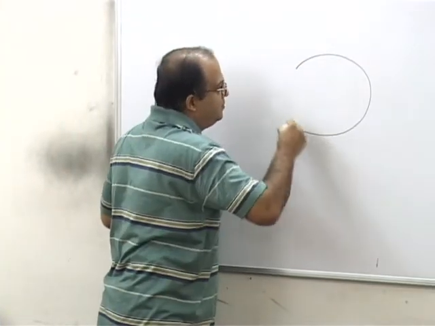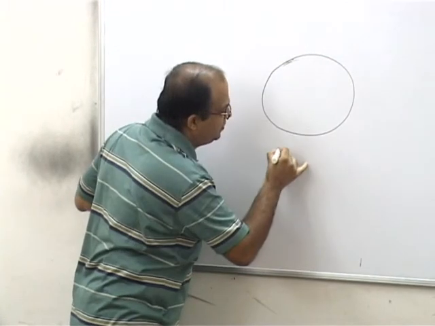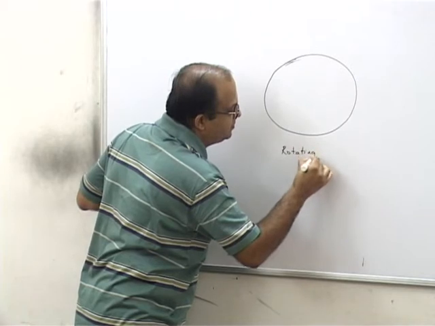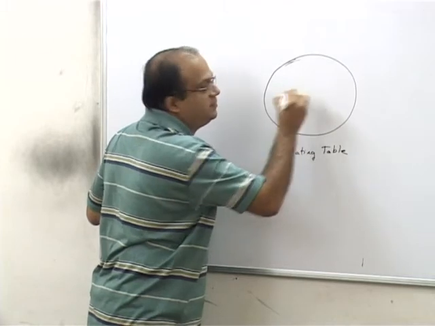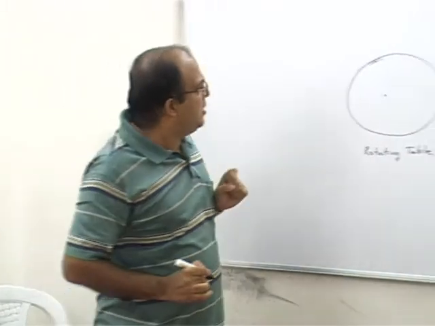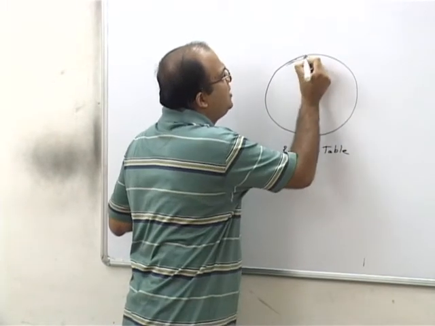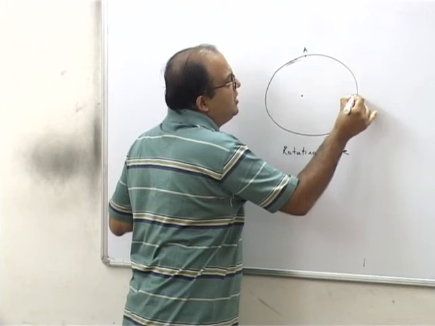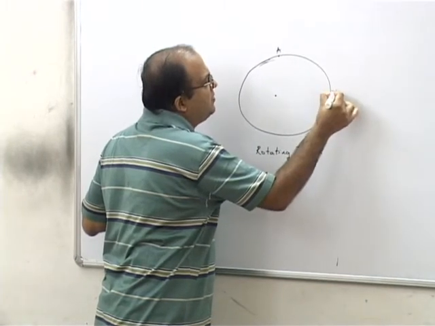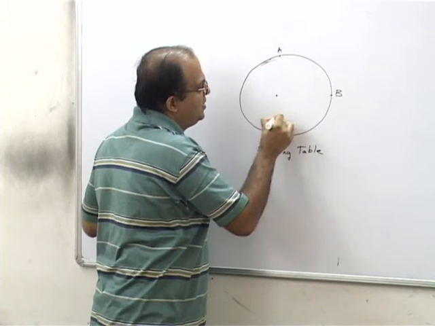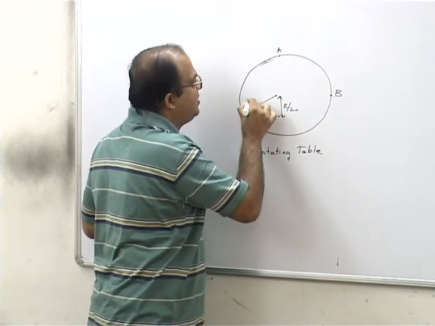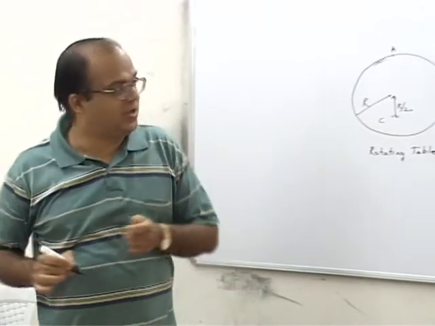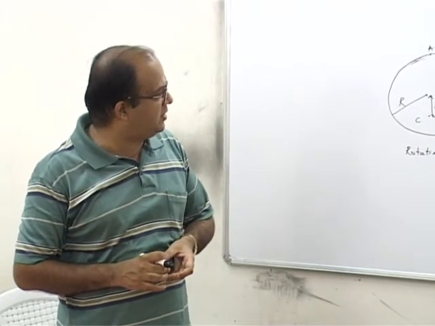Now let me ask you a simple question. This is a rotating table. So this is the top view, and this is a rotating table rotating about this axis. Now, if you look at this point A that is on the circumference, and this is another point on the circumference, point B. Point C is at a distance of r by 2. R is the radius of this rotating table. So this table is rotating with some angular velocity.